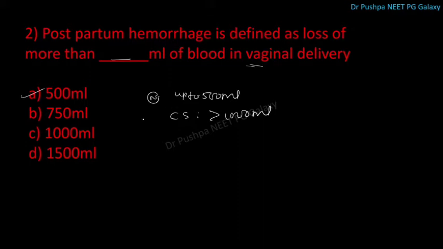So what are the signs of placental separation? One is there will be a gush of blood from the vagina and there will be a suprapubic bulge.